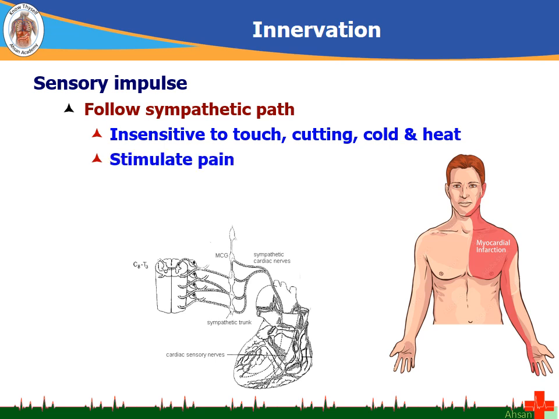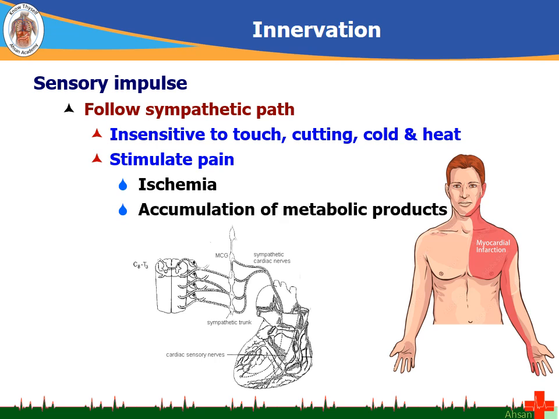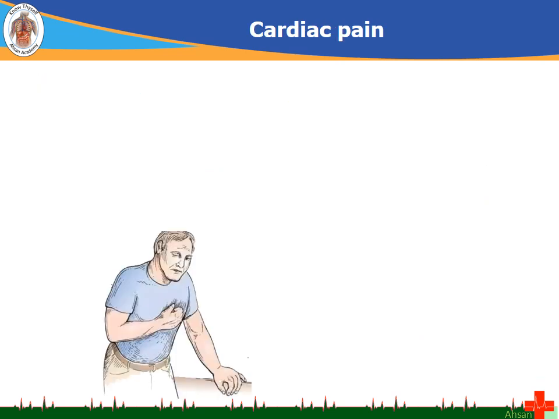Pain stimulation is initiated through ischemia, meaning a decreased supply of oxygen, which is an imbalance of the oxygen demand and supply. The other cause is accumulation of metabolic products because of the failure of drainage of these products of metabolism of nutrient substances.